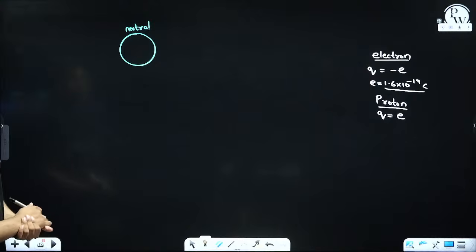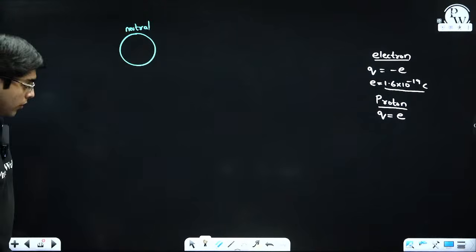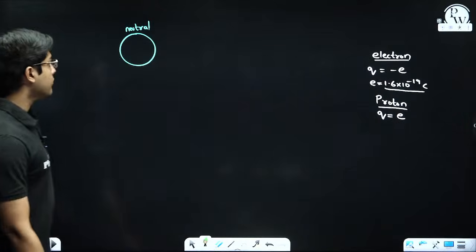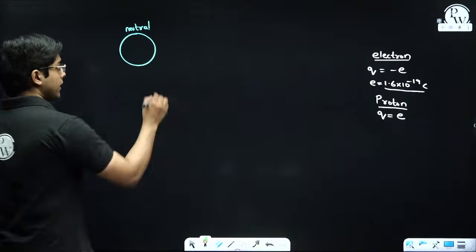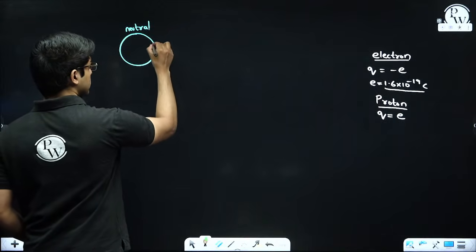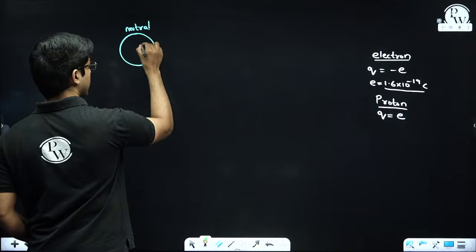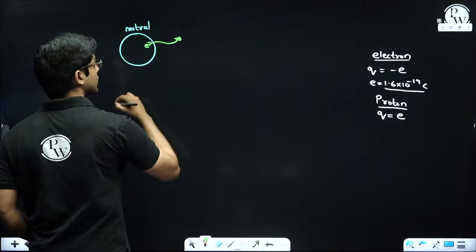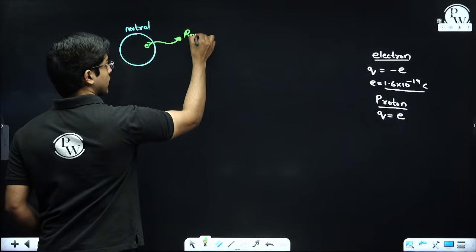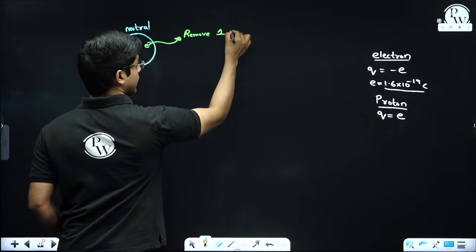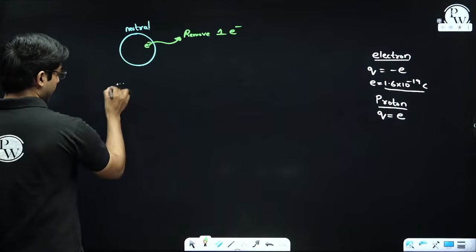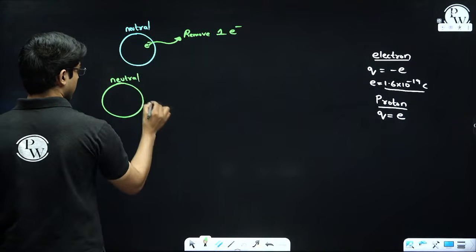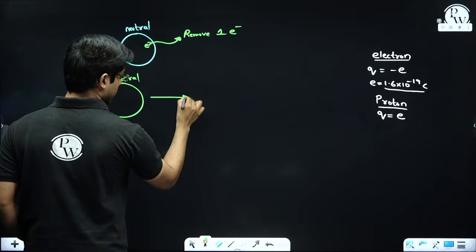Okay. Now, in our neutral body, let's say we want to charge this neutral body. So how can we do it? One way is to remove electrons. Okay. So let's say there was this one electron over here and we pulled out this electron using some mechanism. We are going to remove one electron. Okay, so we have our original neutral body. Think about what happens to the body now.